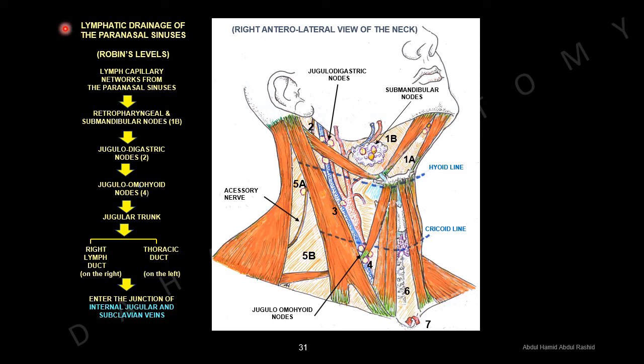Lymphatic drainage of the paranasal sinuses. The lymph capillary network from the paranasal sinuses drains to retropharyngeal and submandibular nodes, level 1B, and from there to the jugulo-digastric nodes, level 2, then the jugulo-omohyoid nodes, level 4, and through the jugular trunk on the right side through the right lymph duct and on the left side through the thoracic duct, enter the junction of the internal jugular and subclavian veins into the venous system.